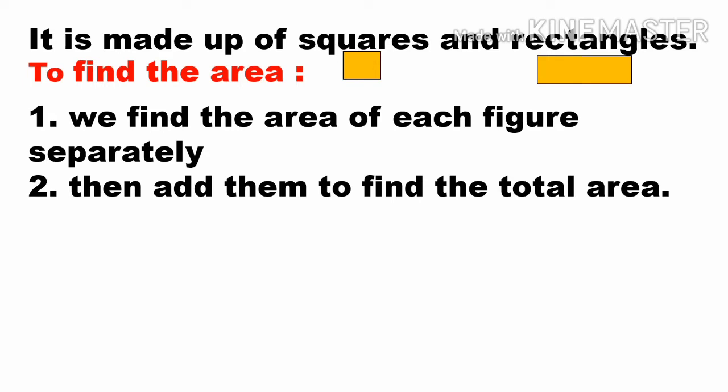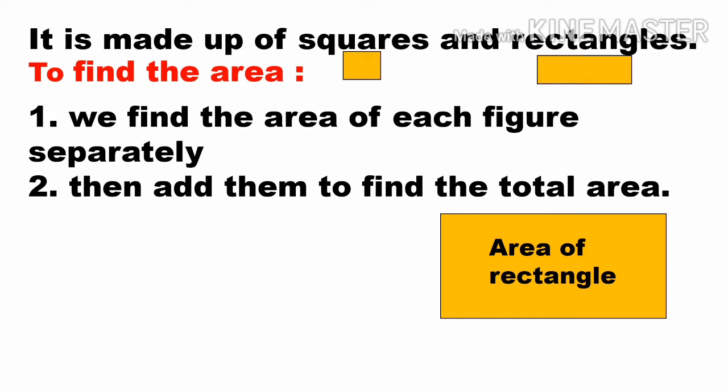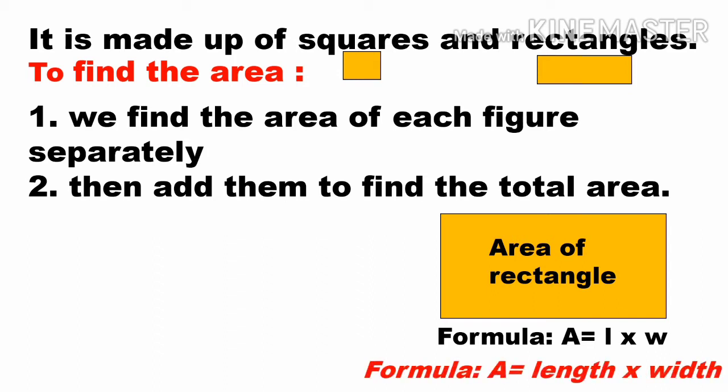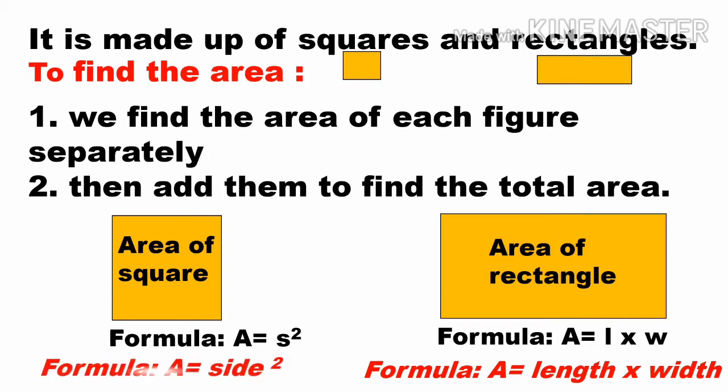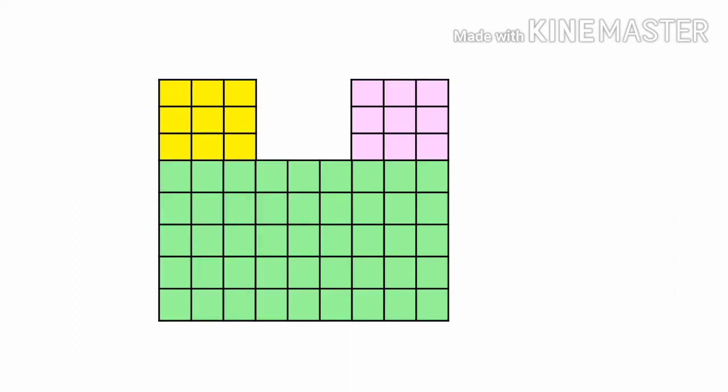So to find the area, number 1, we find the area of each figure separately, and number 2, add them to find the total area. So we need to know the formula of the area of the rectangle and square. First we have the formula of the area of a rectangle, which is A is equal to L times W, or A is equal to length times width. And then the formula of the area of the square is A is equal to S square, or A is equal to side square.